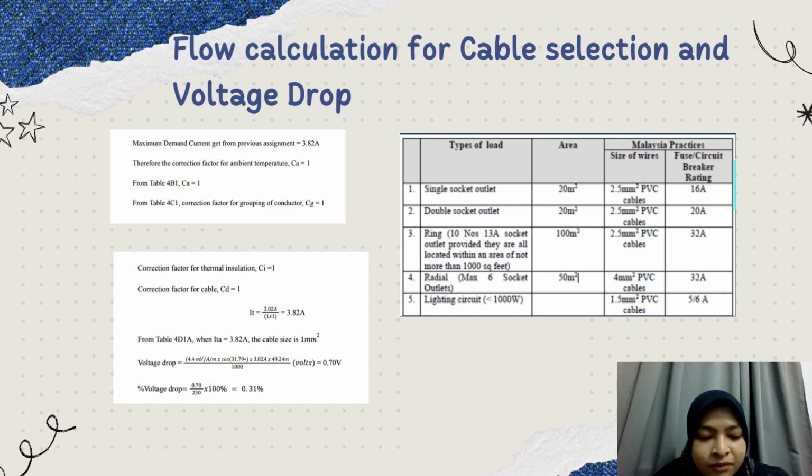After that, we can find the voltage drop. Voltage drop is equal to 4.4 millivolt times cos 31.79 degrees times 3.82 times the cable length, which is 49.24, over 1000, and the answer is 0.70 volt. After that, we can find the voltage drop percentage. The voltage drop is 0.70 over 230 because of single phase, times 100%, equals 0.31%.